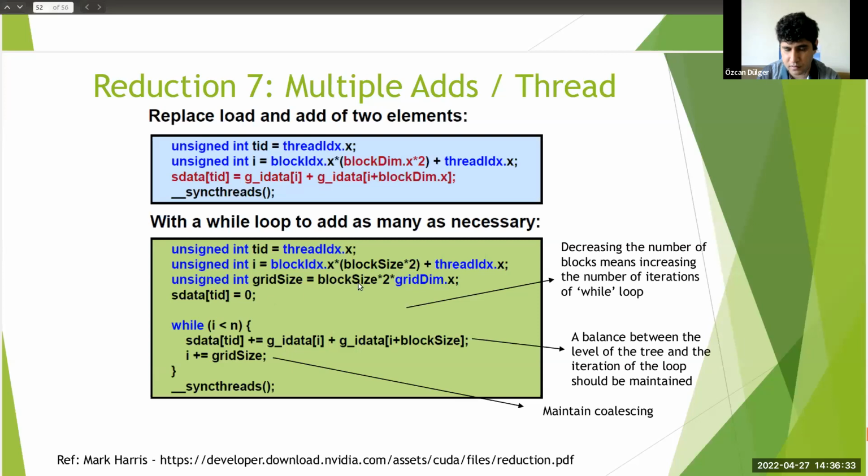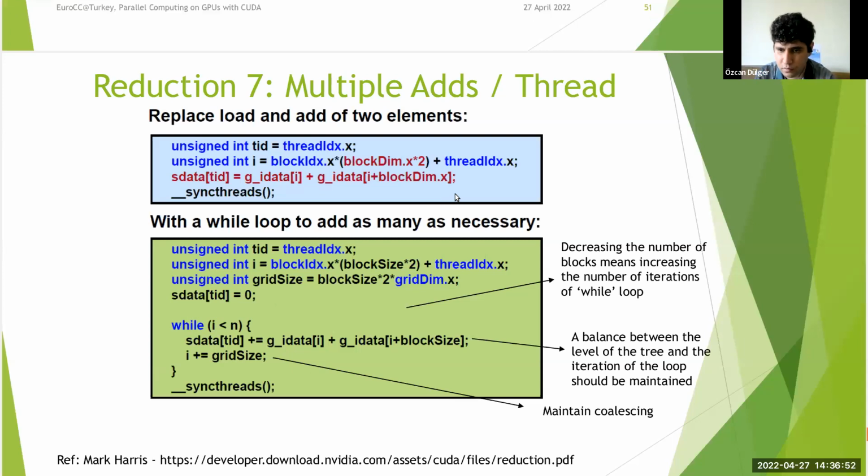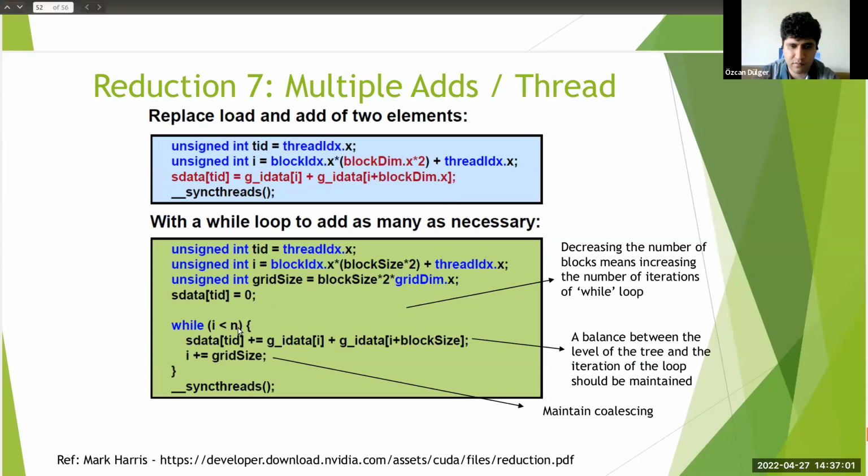If we reduce the block size, the level of tree decreases and the number of iterations of the while loop increases. So we should maintain the balance between the level of tree and the iteration of the for loop. There is a balance here between the level of tree and iteration of the for loop.